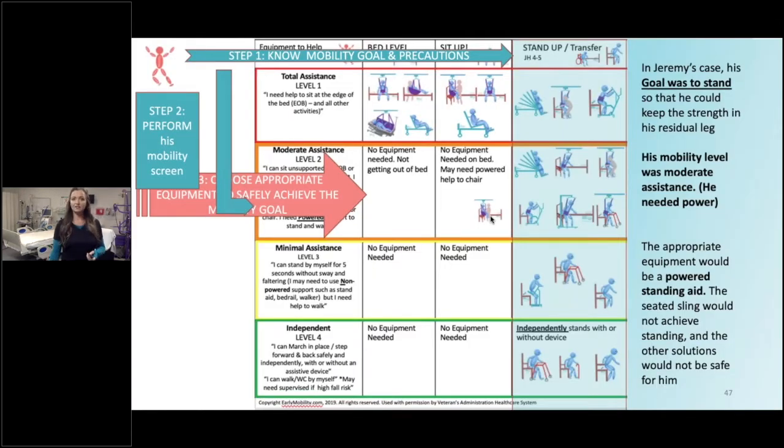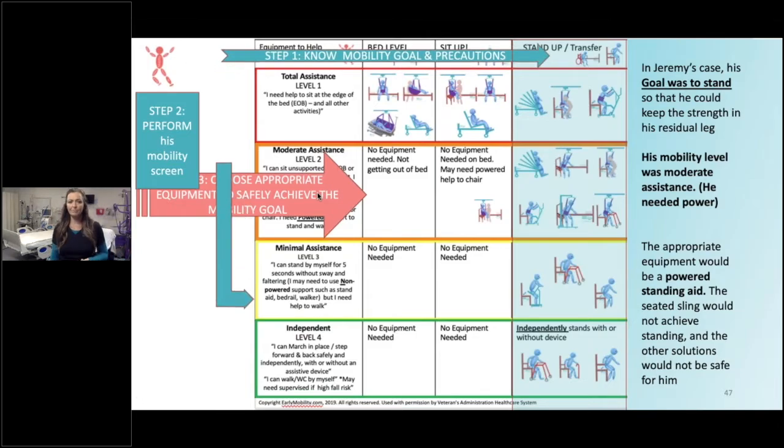So when we look at the algorithm, Jeremy's goal was to stand. When we looked at the mobility screen, he's a level 2. When we look at the appropriate mobility device for him, oh, this went to the wrong spot. Jeremy is a level 2.